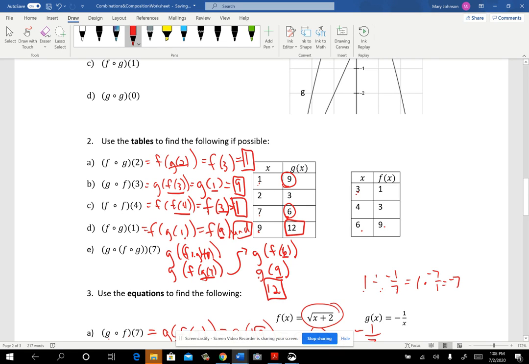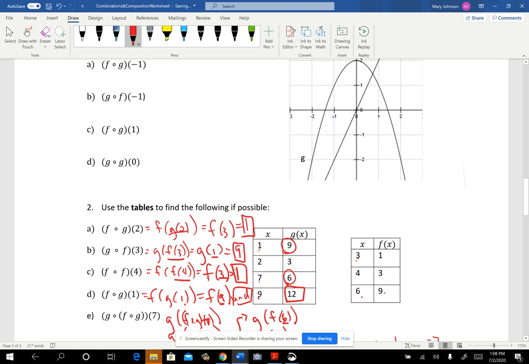All right, so the big thing there is that your input changes. You know, f of g of 2. 2 didn't go into f ever, right? And so these functions are above one another, so your input is going to change.